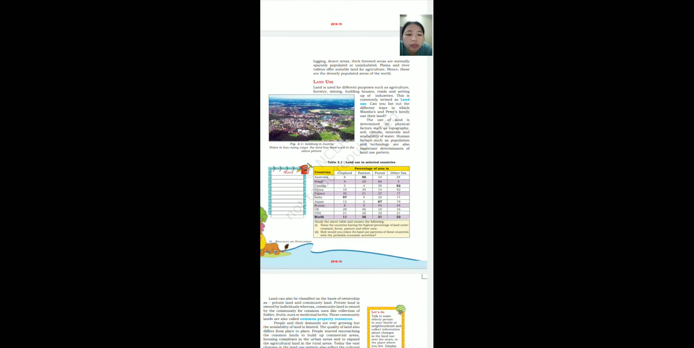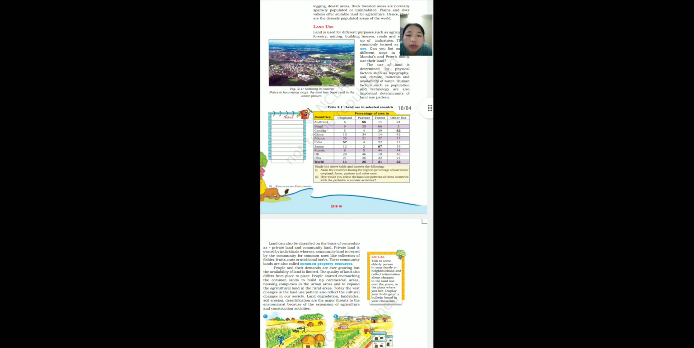Okay, human factors such as population and technology. When we speak about technology, for instance, in India, Bangalore is known for the services. So usually people move to those areas because they know that they can have good opportunities to find work over there.